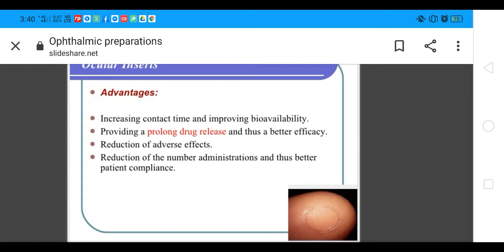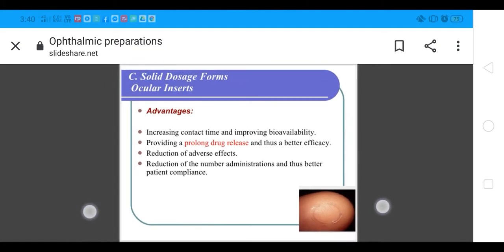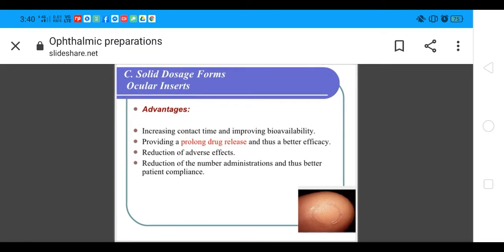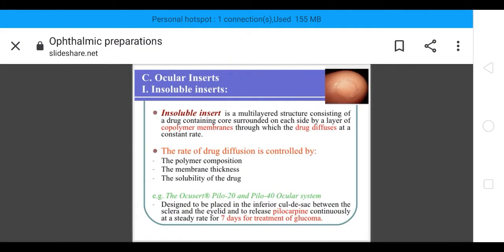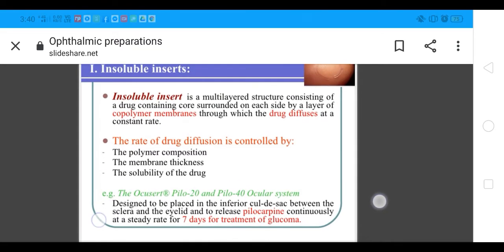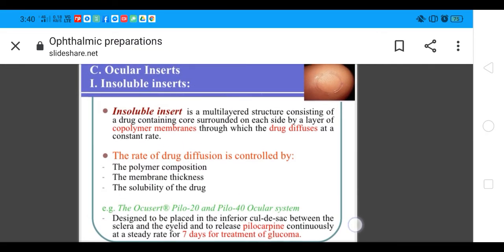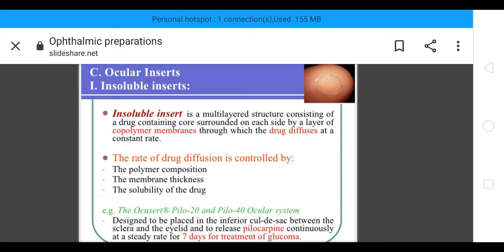And it looks like a contact lens. And why are we going to use ocular inserts? Because it increases contact time and improves bioavailability, providing a prolonged drug release and better efficacy, reduction of adverse effects, and reduction of the number of administrations, and thus better patient compliance. Now the inserts are of two types. One is insoluble inserts and the other is soluble inserts.